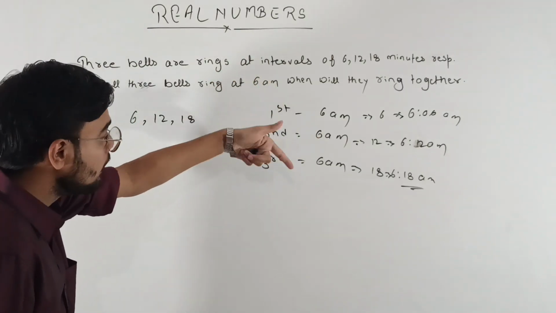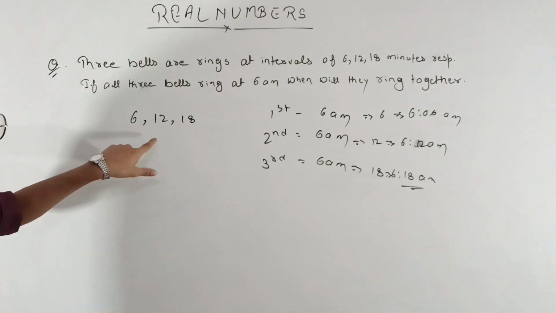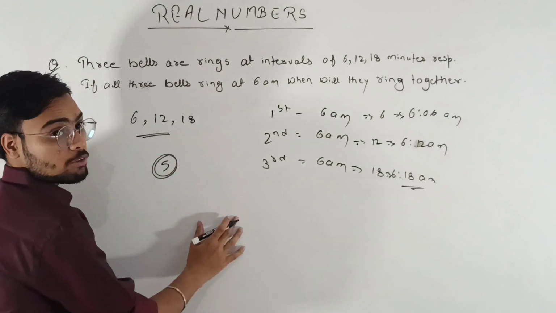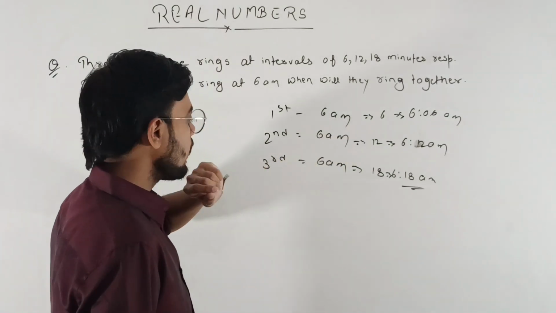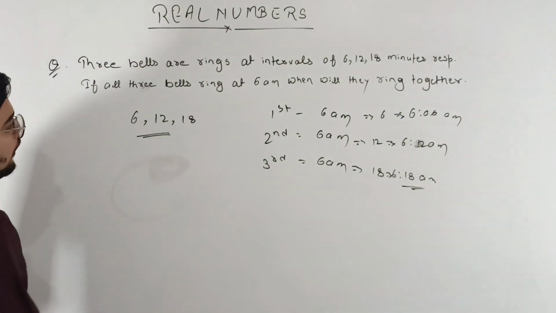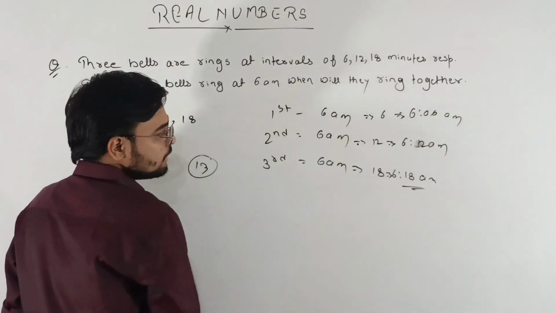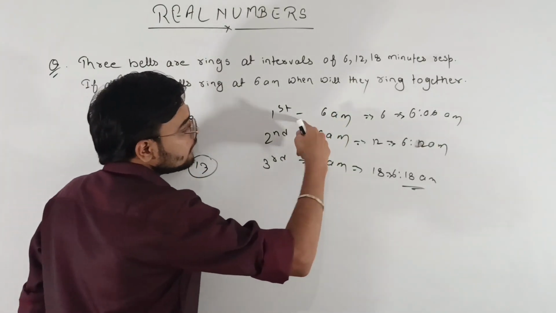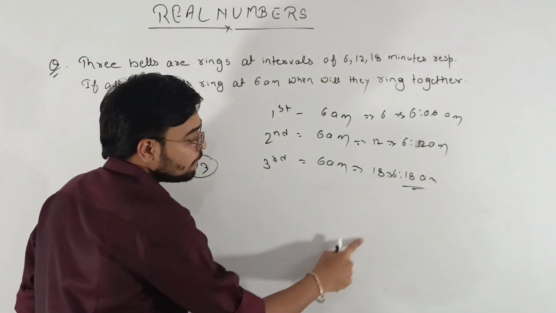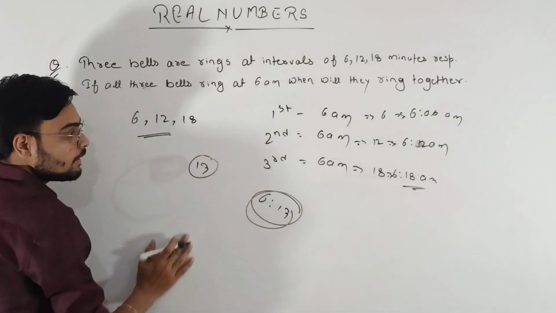Now look, our answer is greater than the given data. The given data is 6, 12 and 18 minutes. If our answer is 5 minutes, that these three bells ring together after 5 minutes, this can't be possible. Why? The first bell rings after 6, the second after 12, and 5 is smaller, so this can't happen. Now suppose all three bells ring after 13 minutes. First at 6 am, then the first bell rings at 6:06, the second at 6:12 and the third at 6:18, then again at 6:13. All three bells can't ring together.